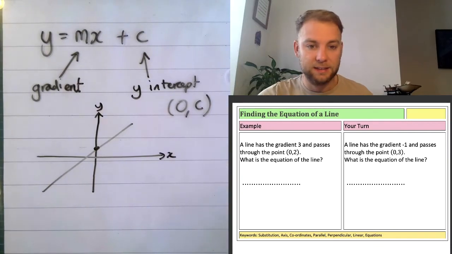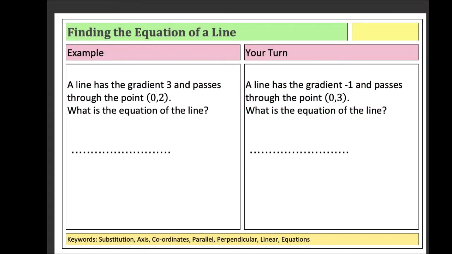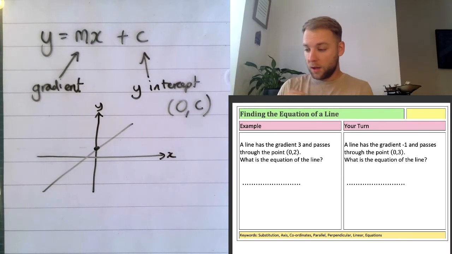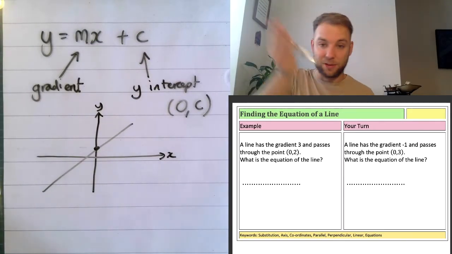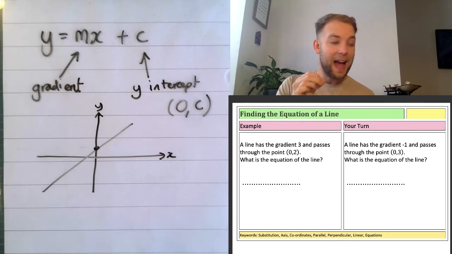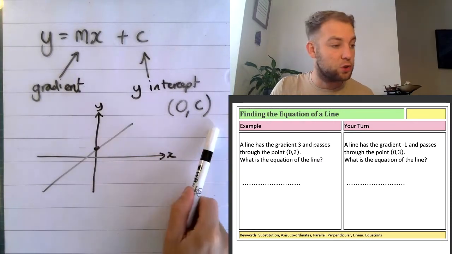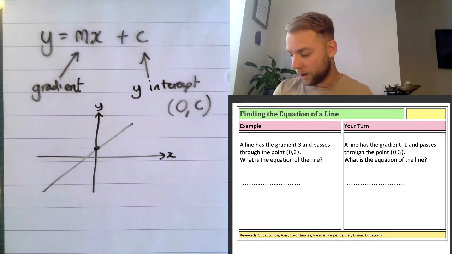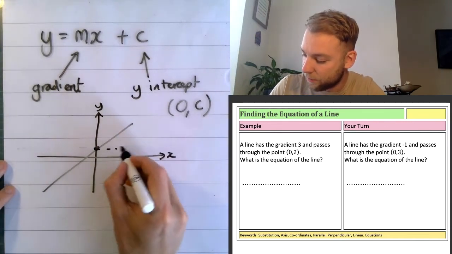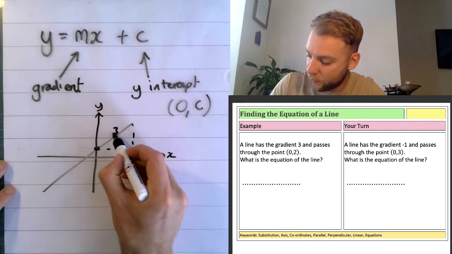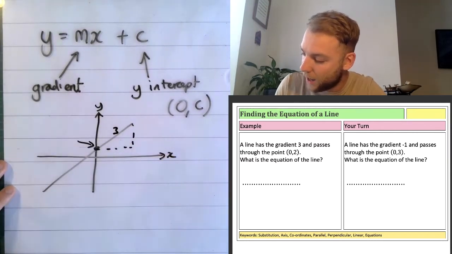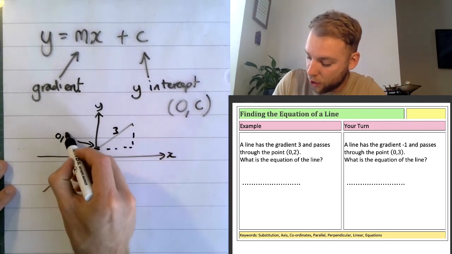I'm going to make it big so you can see it. So the first one, a line has a gradient of 3 and passes through the point (0, 2). What is the equation of this line? So going back to this, we know that my gradient here is 3, so the steepness is 3, and it actually tells you, notice it's (0, 2), so it actually tells you where it's cutting the y-axis. So if I was to draw this one, my gradient, which is from that triangle here, is 3, and where I'm cutting the y-axis is (0, 2).